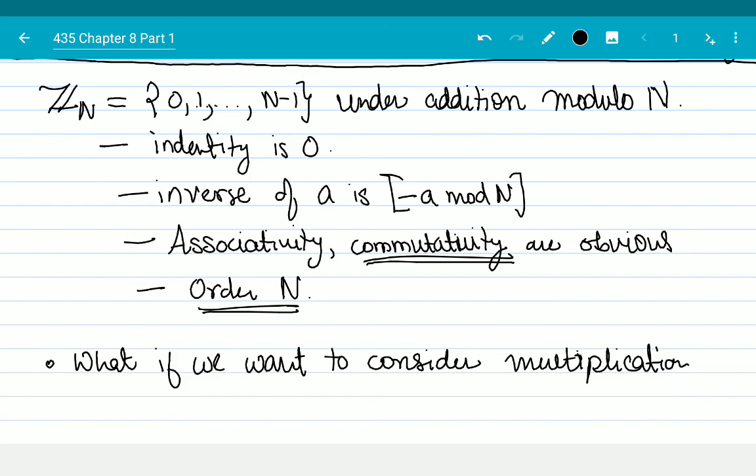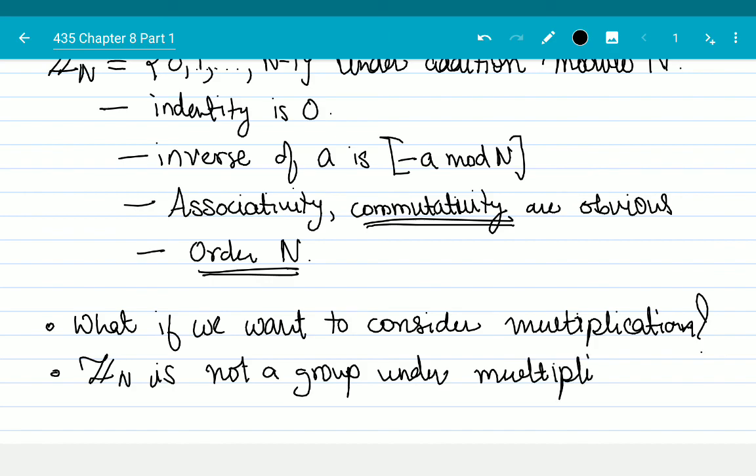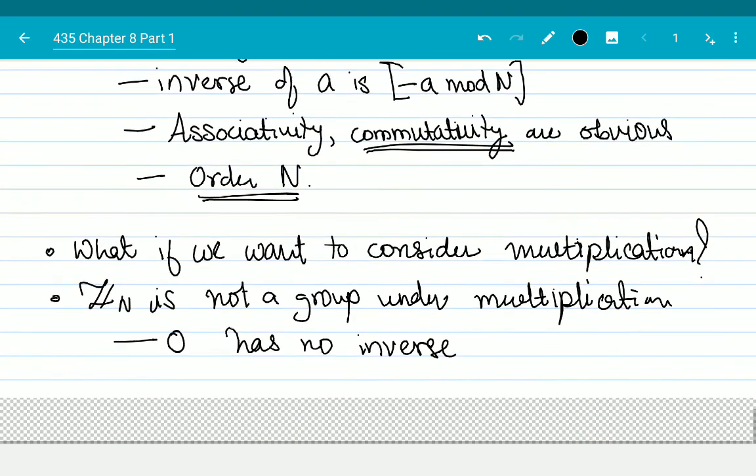Multiplication. Well, we run into our first trouble. Zn is not a group under multiplication. The most glaring reason being that 0 has no inverse. But suppose you're like, okay, I can deal with that.